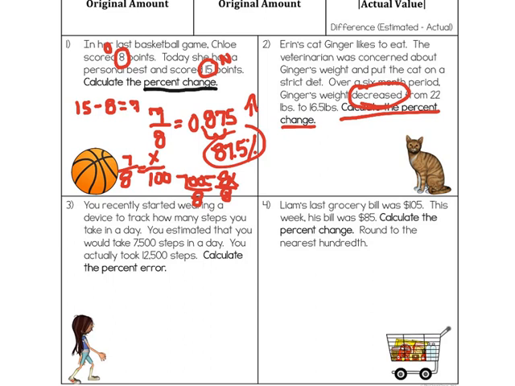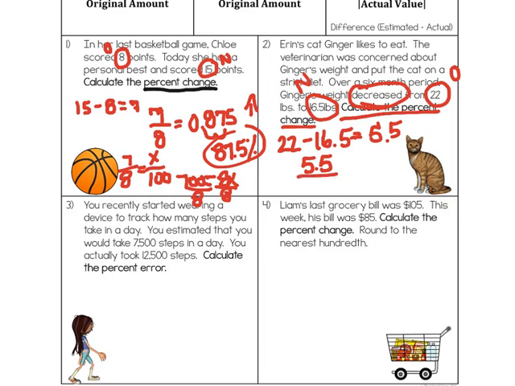So let's say we've got the 22 is our original and 16.5 is our new weight. Okay. So we're going to take the difference. We're going to say 22 minus 16.5. And we're going to use our calculator. So 22 minus 16.5 is 5.5 pounds, okay?